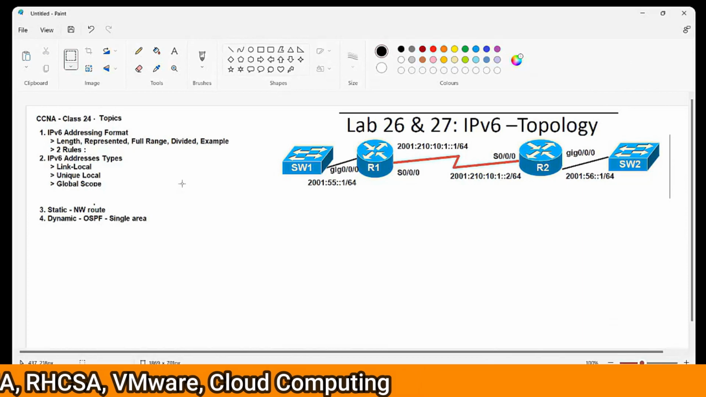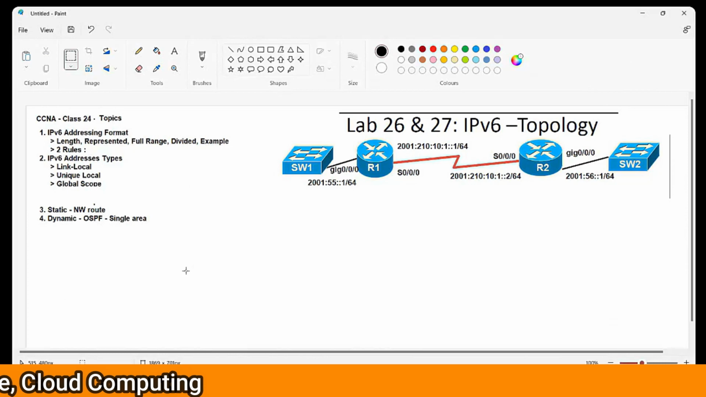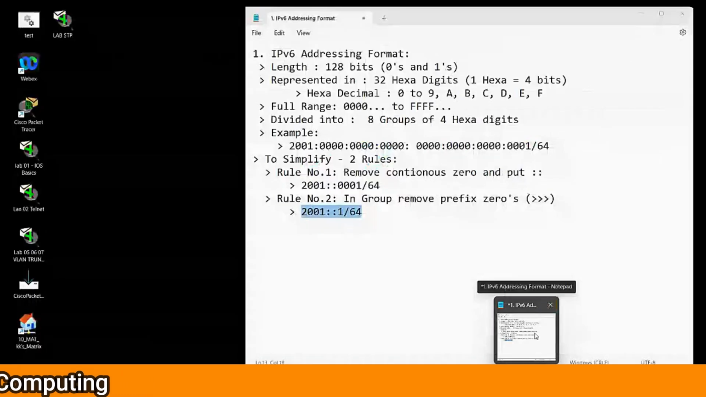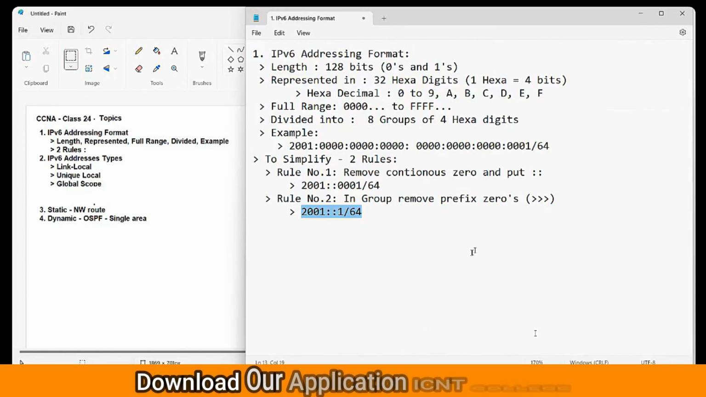So what I taught you now is simple. Let me ask a question to see if you understood or not. What is the length of IPv6? It is 32 hexadecimal digits. So what is the full range? That is the full range. Permutation and combination of any number can come.